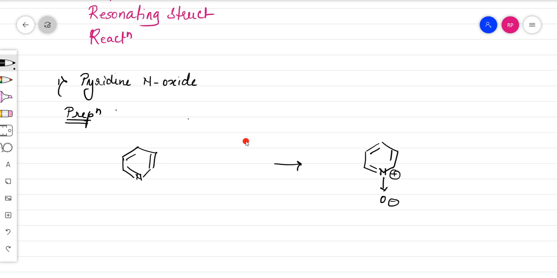Oxidation. Yes. So the preparation is nothing but oxidation. Very simple because you are just adding one oxygen. No? Yes or no? So, for oxidation, nascent oxygen is enough, and the oxidizing agents that are used could be hydrogen peroxide. Either this can be used, or we can use peracid.